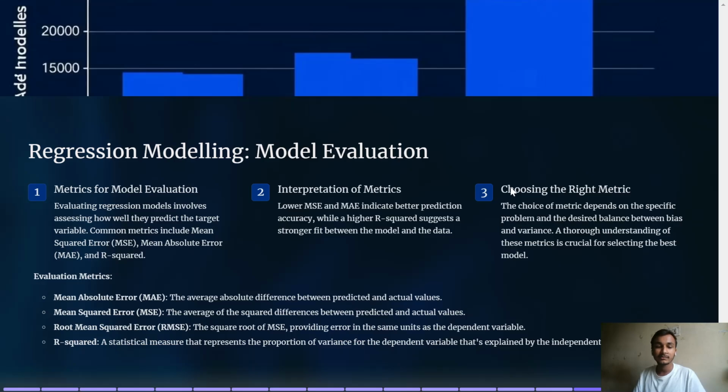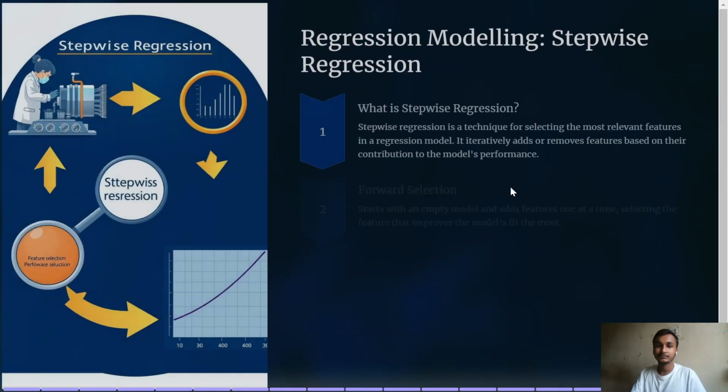Now let's look at evaluation metrics. First one is mean absolute error. It is the average absolute difference between predicted and actual values. Mean squared error, the average of squared differences between predicted and actual values, and the root mean squared error, the square root of MSE, providing error in the same units as the dependent variable. R squared, a statistical measure that represents the proportion of variance for the dependent variable that's explained by independent variables.